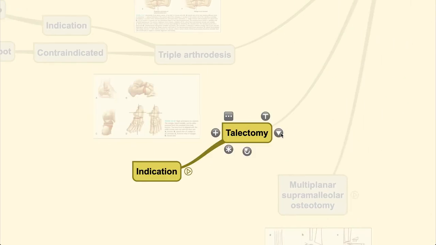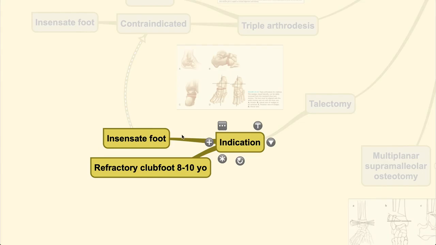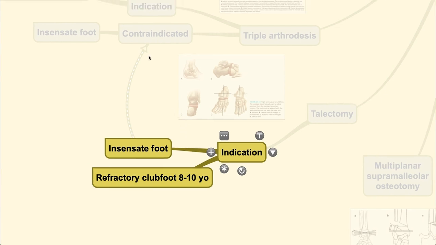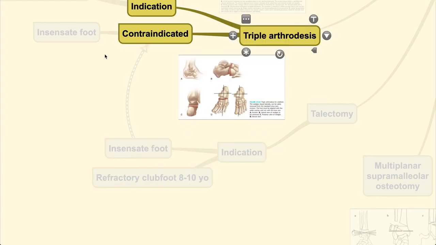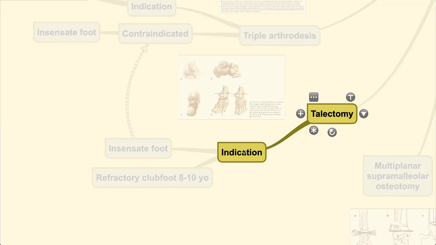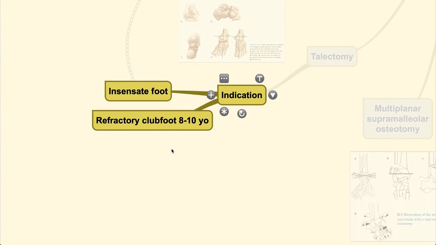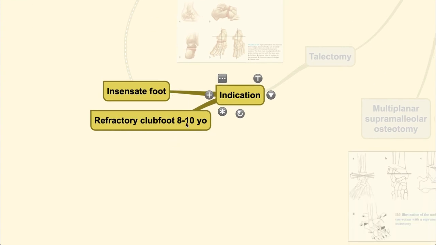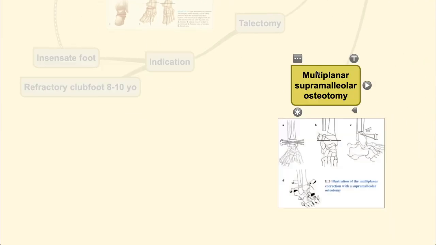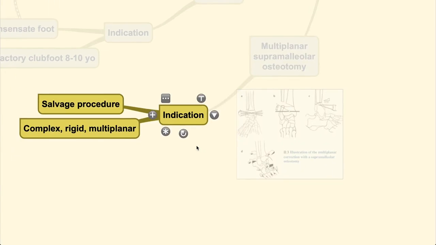Okay, and the next would be talectomy. Usually talectomy means removing the talus, and the indications for doing this is the reverse from the contraindications of triple arthrodesis. You cannot do a triple arthrodesis on an insensate foot, and contradicting to that statement, talectomy can be done in an insensate foot, and usually it is also done in refractory cases of age at least 8 to 10 years old. Now, there are other techniques such as the multiplanar supramalleolar osteotomy.